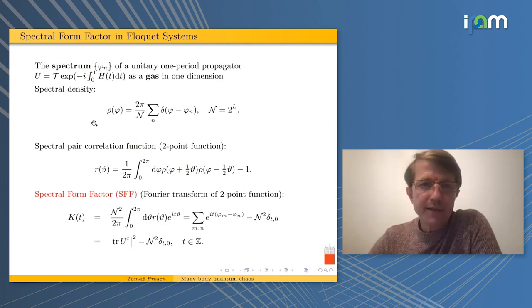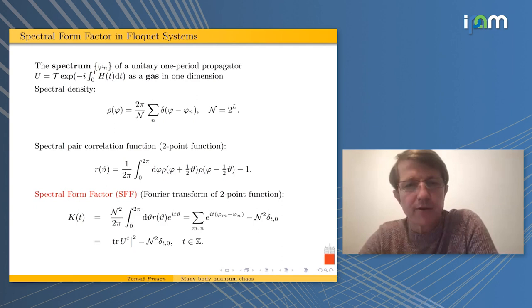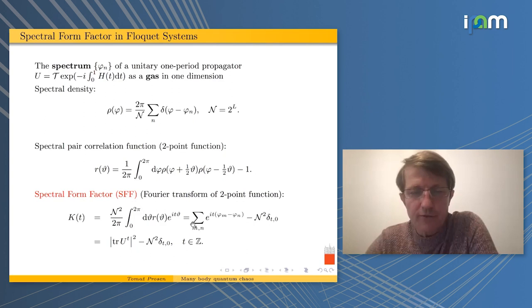Then you can define a spectral density, and the two-point function of spectral density is r of theta. It's the simplest correlation function you can imagine. It's a density correlation function of the quasi-energy spectrum, and its Fourier transform is what people refer to as the spectral form factor. Now, if you do this two-line calculation, I'm not going to do it, I just flash it here, but it's really an elementary calculation, which allows you to check that the spectral form factor, which is the Fourier transform of the two-point function, is just the trace of U to the t, modulus squared.